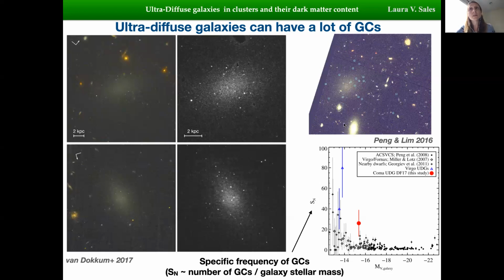In a separate study, Peng and Lim also found, you can see here the globular clusters are encircled, that they are extended, but also have a high specific frequency of globular clusters, which is shown down here.